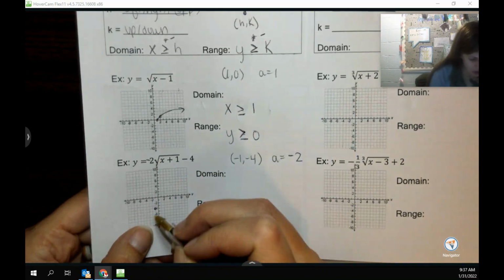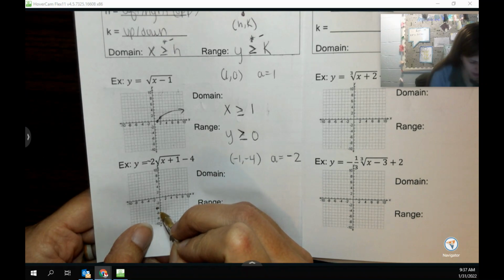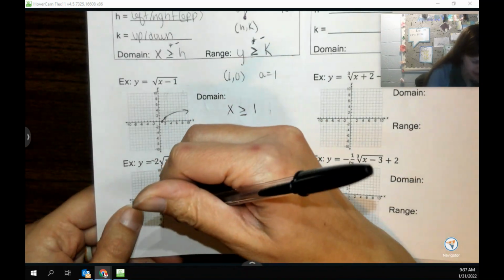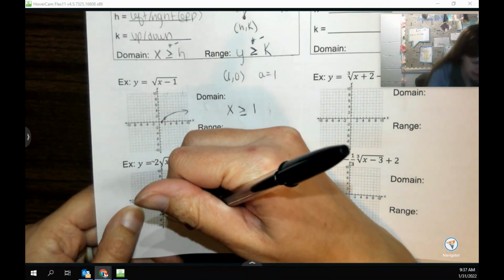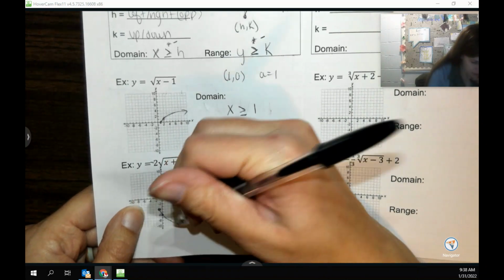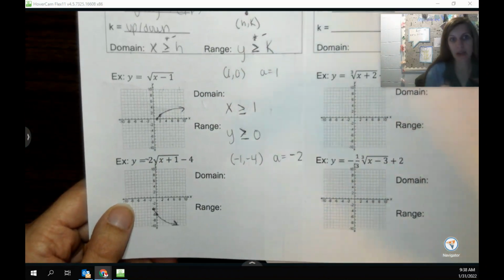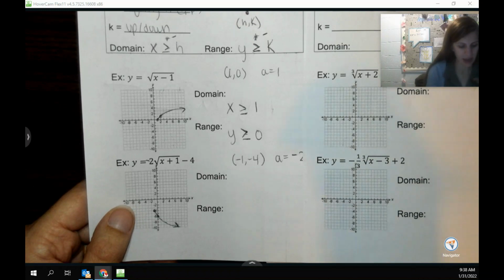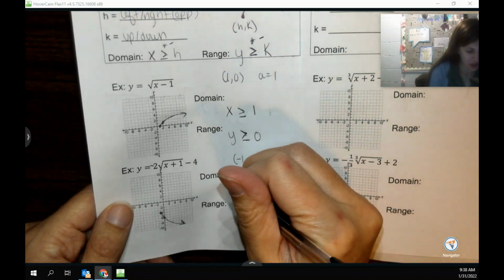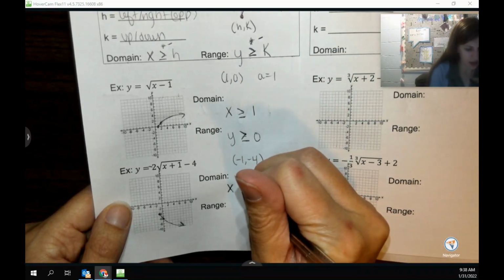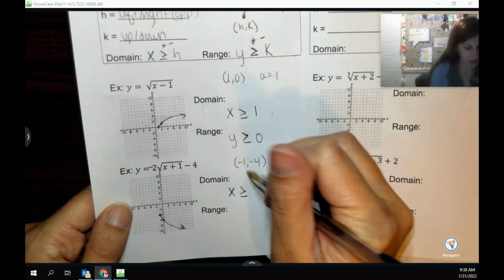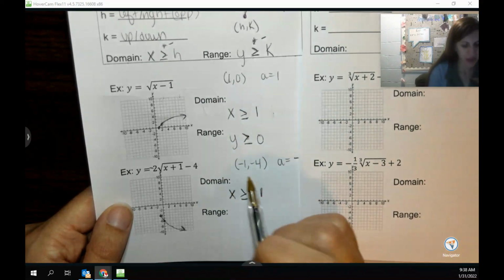Still a square root. So now we're going to do our slope of down 2, forward 1. And so now my hook has kind of been reflected down. Okay, so now it's kind of hooking in the opposite direction. So we're still going to the right. So x is still greater than or equal to -1.